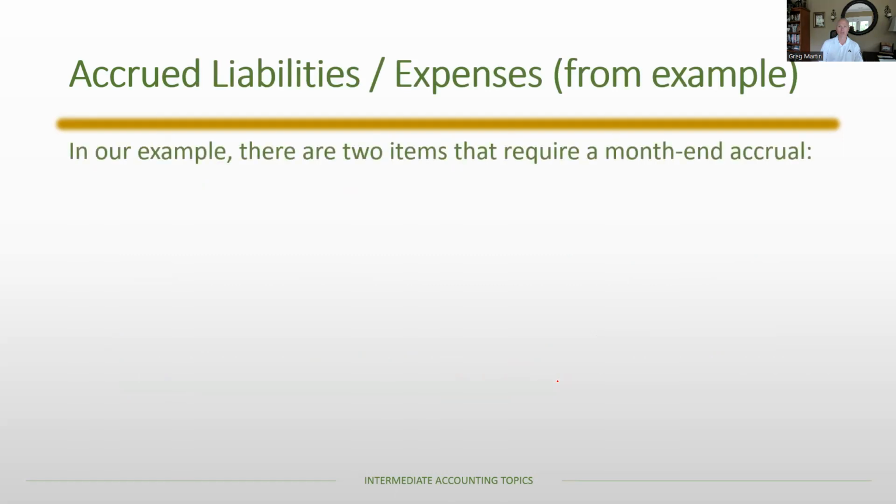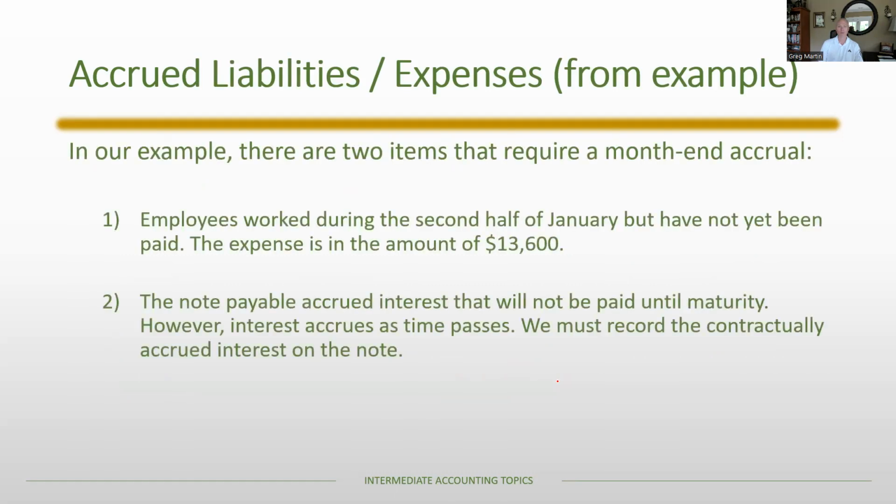All right, so let's look at our example. There are really 2. In one we had employees, and in the other we had a note. We had a situation where our employees do continue to work. The last time we paid them was like January 15th. And so now they've worked the second half of the month and haven't been paid. We're just going to give you the amount of $13,600, and we need to record that amount.